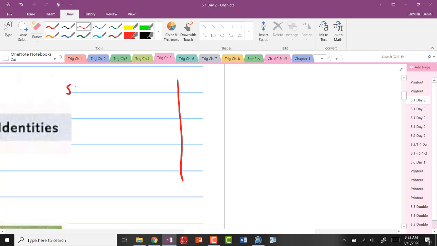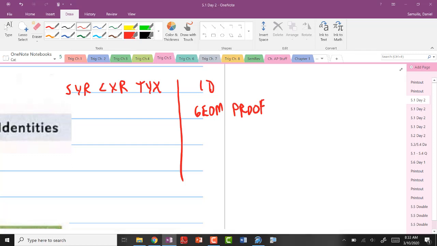One is what I call the Sir Kixer Tix, and then usage of later identities to evaluate trig functions using some identities, and you end up with a number as an answer. And then the other part is just using the identities like in doing a geometric proof kind of thing, where your work matters and what you do is end up simplifying expressions and there are no numbers. The final answer, well, it could be a number.